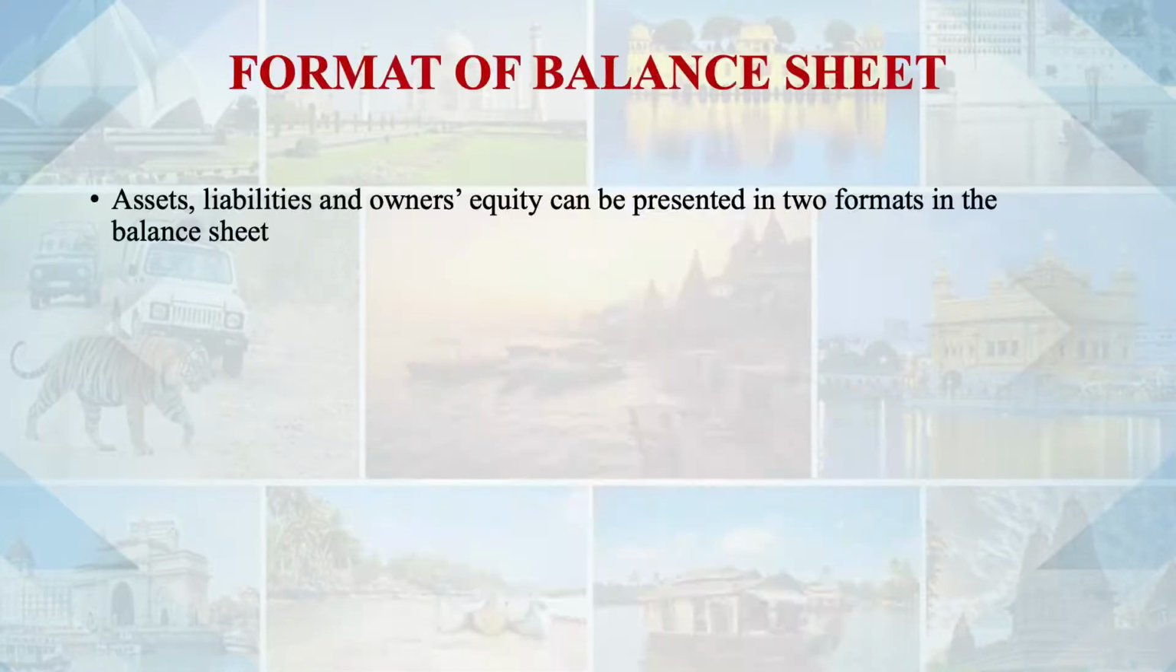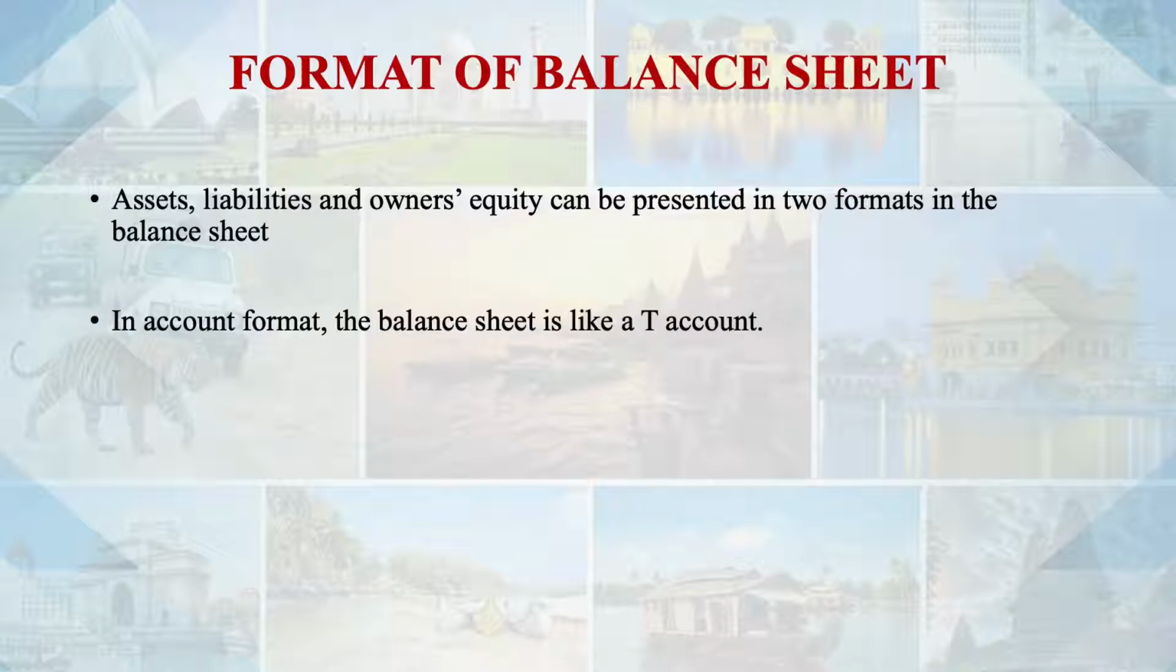Now, how to present it? When we are preparing a balance sheet, we have to show these three components. So how are we going to present it? We have two formats which we use to prepare the balance sheet. The first format is called the account format. It is just like a T. We call it a T. Why? Because it represents a kind of an account.